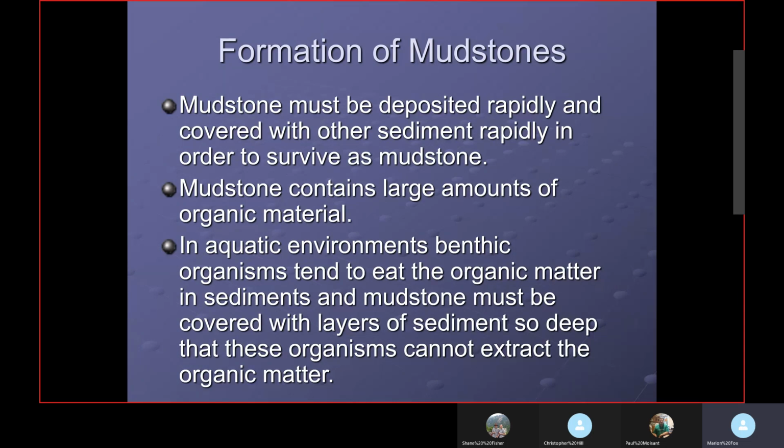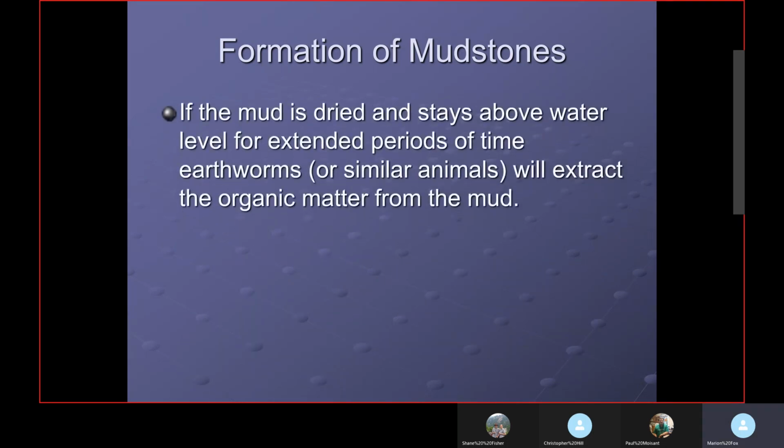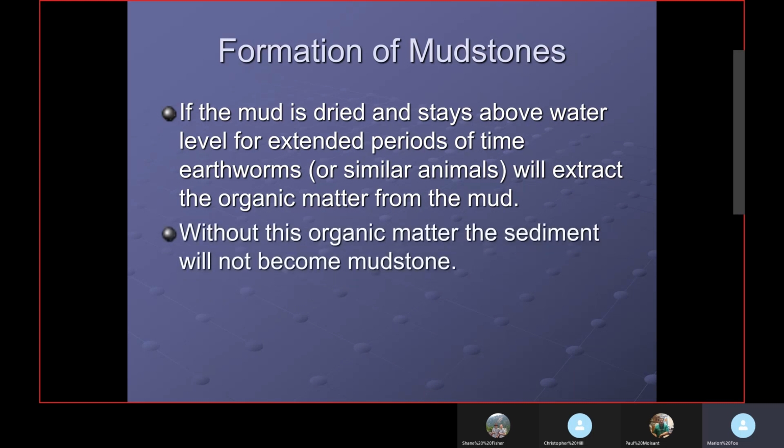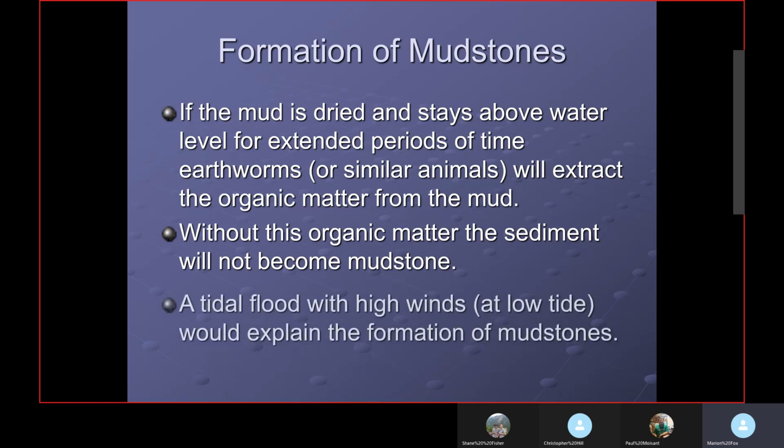There wouldn't be mudstone. It would not have the layers. The mud has to have organic matter in it to be mud. So they just cannot do it. The animals would eat it. If the mud is dried and stays above water levels for extended periods of time, earthworms or other similar animals will extract the organic matter from the mud. So this is animals that are above ground, they would do it. And aquatic animals would do it if it stayed under the water, or marine animals if it stayed under the ocean. Without this organic matter, the sediment will not become mudstone. It's not mudstone. It has to have organic matter.